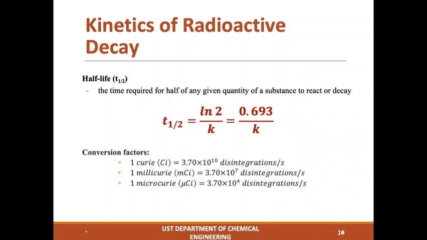Half-life is expressed by this equation. t 1/2, being the half-life, is equal to the natural logarithm of 2 divided by k, which is the reaction constant. This reaction constant is unique to every reaction. What this equation tells us is that the substance with a high k value will have a shorter half-life, which means that they decay faster. Conversely, lower k values represent longer half-lives.